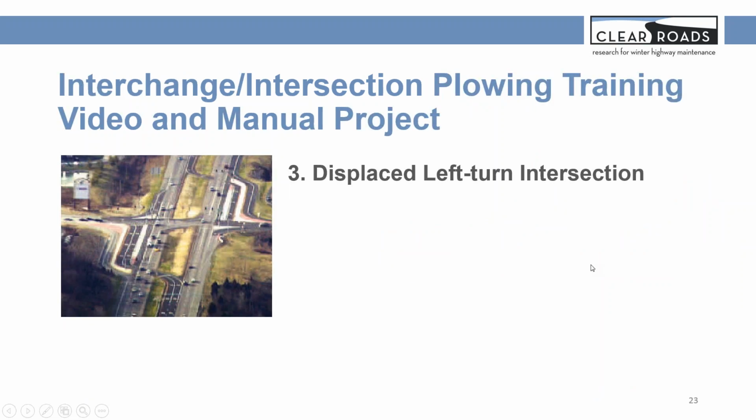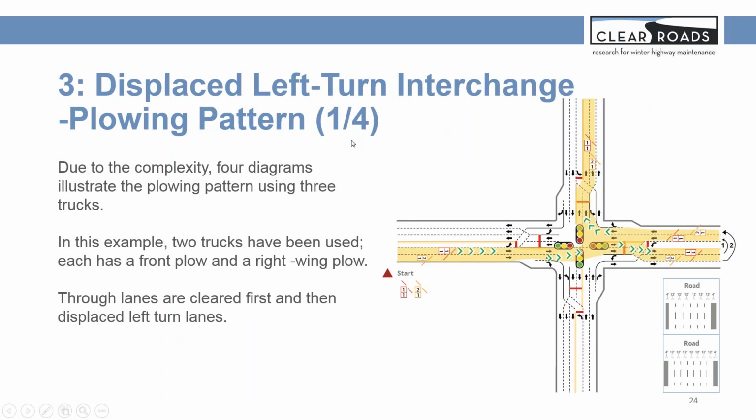And the third configuration is this displaced left turn intersection. This will be more complex compared to the last one. Because of the complexity, we use 4 figures to show that. Still, the trucks we use have a front and right wing plow. For this example, we use 2 trucks to clear this configuration.